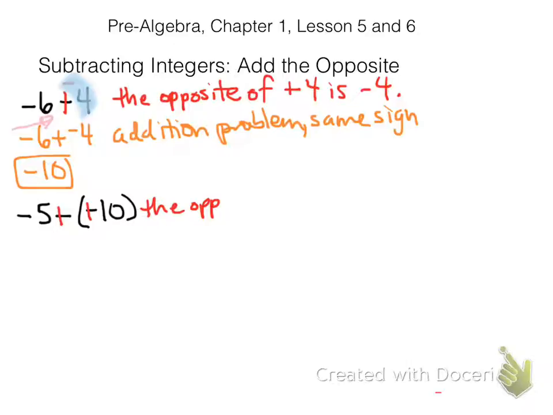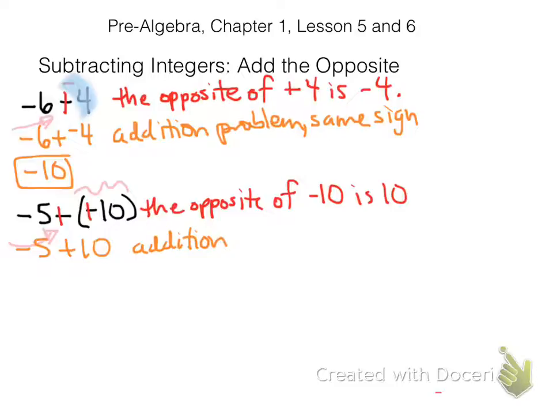Alright, so if I look at the next problem, I have negative 5 minus negative 10. Because I'm looking at the black part of the problem, if I add the opposite, the subtraction sign is going to become positive. And the negative 10 right here is going to become the opposite. Well, the opposite of negative 10 is positive 10. So I end up with 5 plus 10.